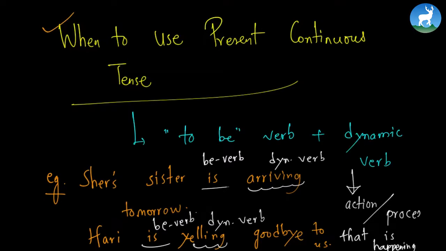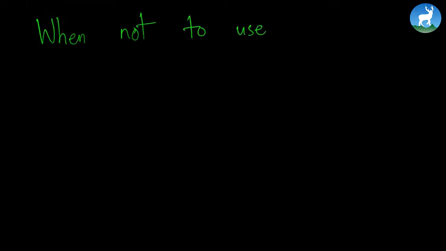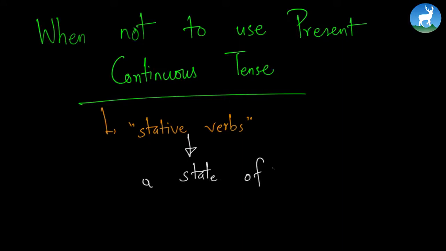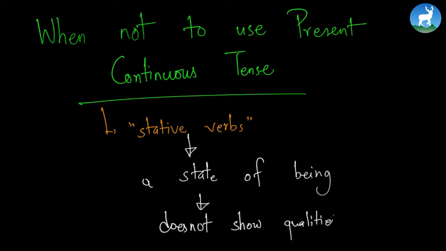Let me tell you when not to use the present continuous tense. When not to use present continuous tense. For example, you can say something like, do not use present continuous tense with stative verbs. Now, what are stative verbs? You need to understand this first. So stative verbs show a state of being that does not show qualities of change. So it shows a state of being, and it does not show qualities of change.